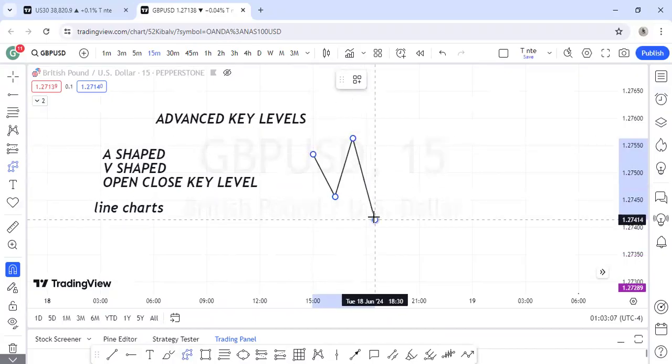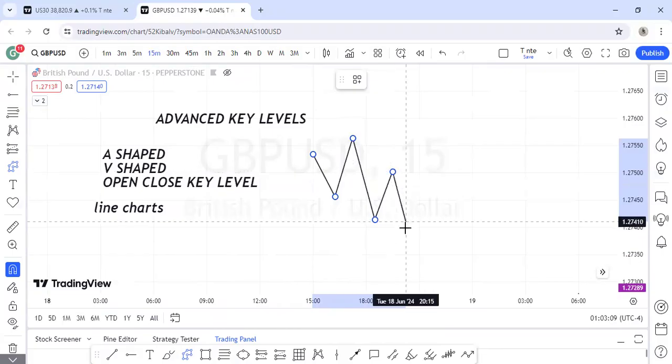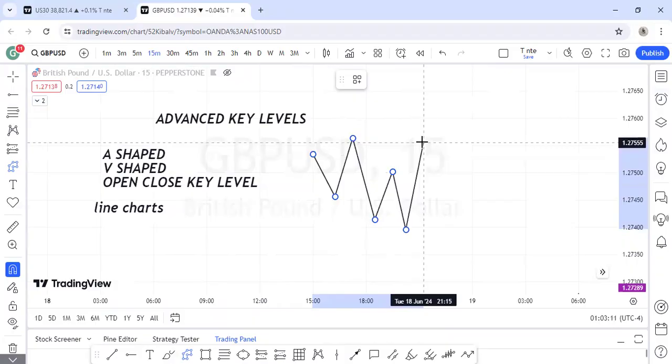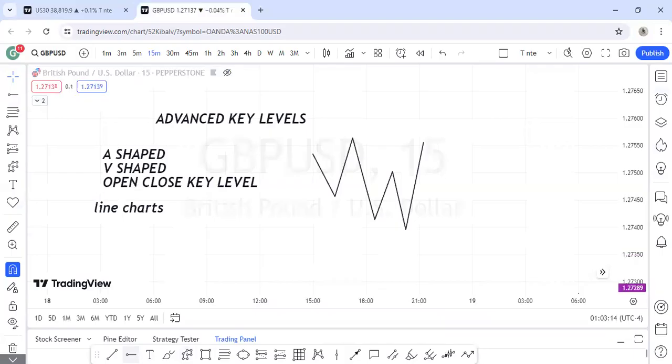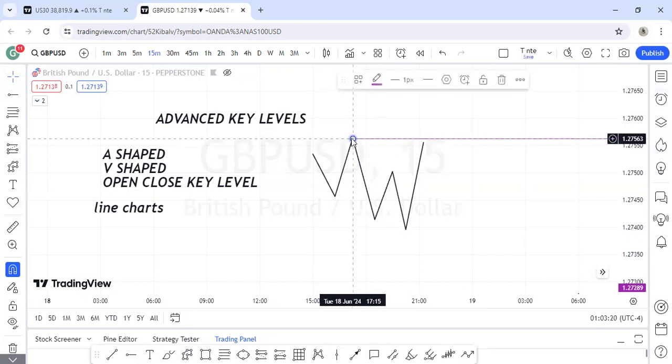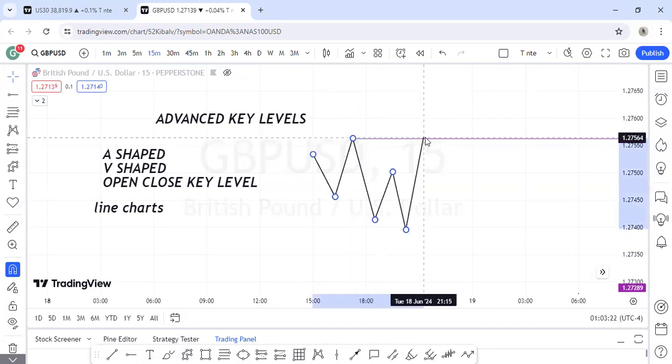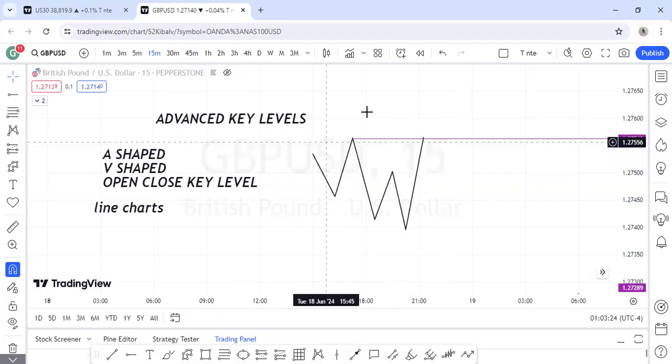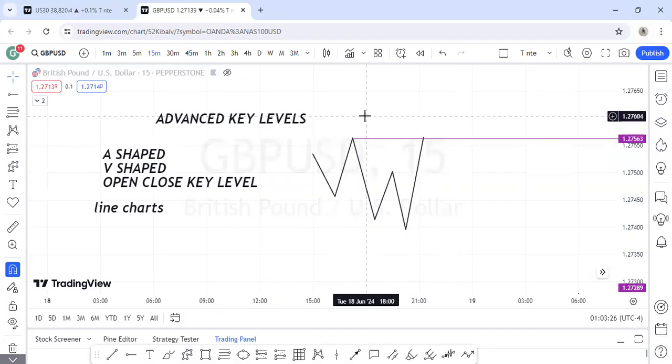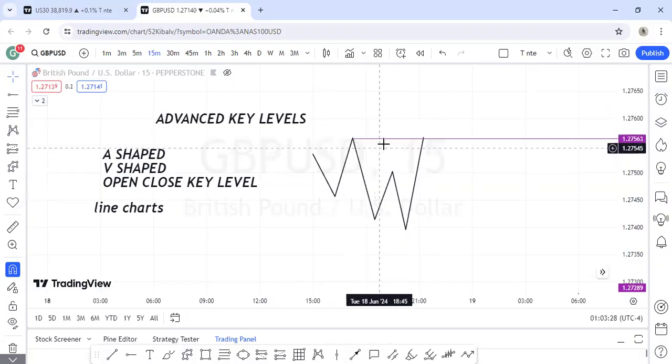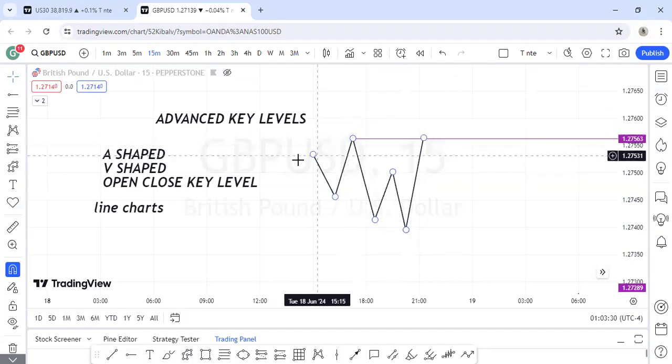Now, an A-shaped key level is a level that looks like an A. Most times you will see the market make an inducement before coming there. The A-shaped key level is that open close level. You use your line chart to locate this A shape, and that is your key level. You're not considering the body of the candle, you're considering the open or close prices. So that becomes your A-shaped key level.